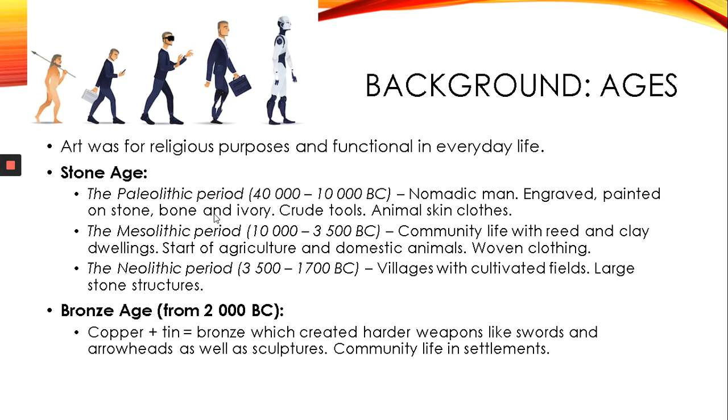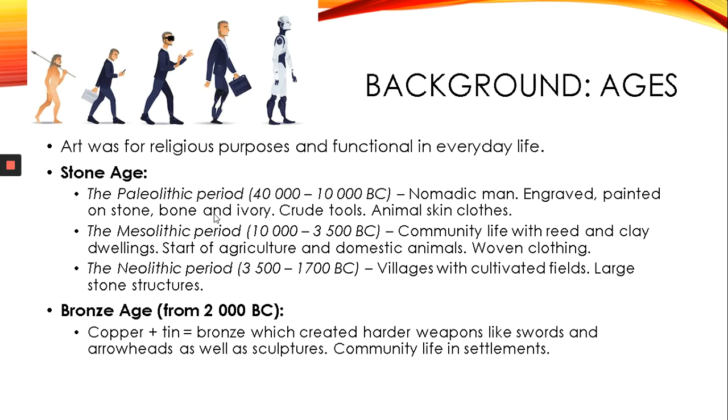Okay, so the Paleolithic period was from 40,000 to 10,000 BC. Again, remember, 40,000 is going to be older than 10,000. And there we had the nomadic man. Nomadic meaning that he actually walked around. He didn't actually have a house. He would walk from place to place, try to get food, sleep in caves, and was constantly moving depending on where the food and where the water was.